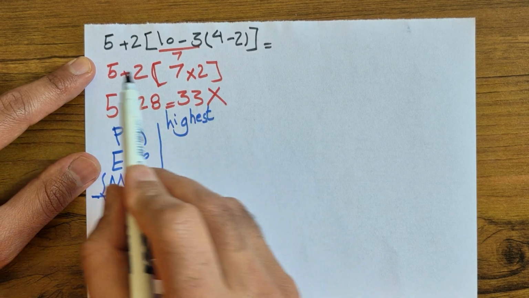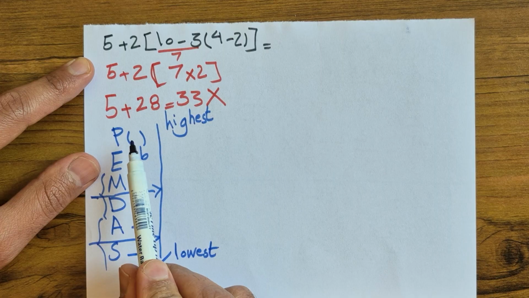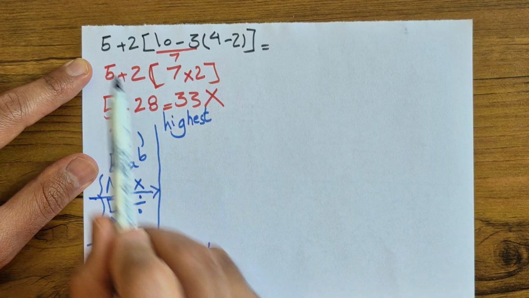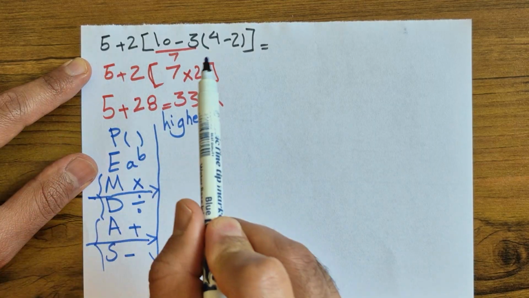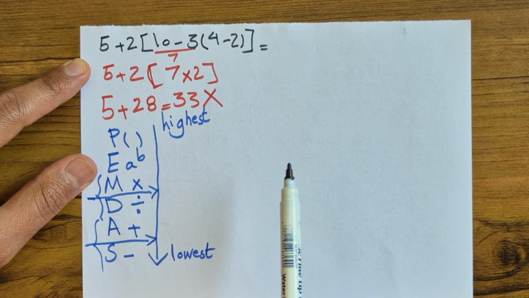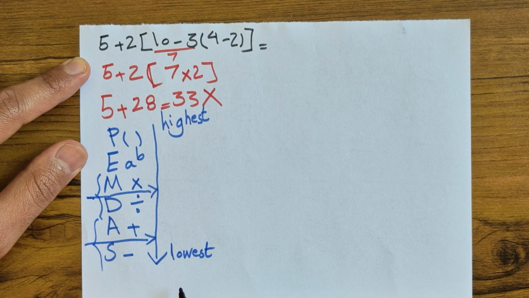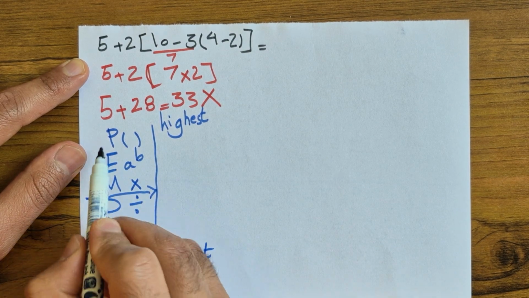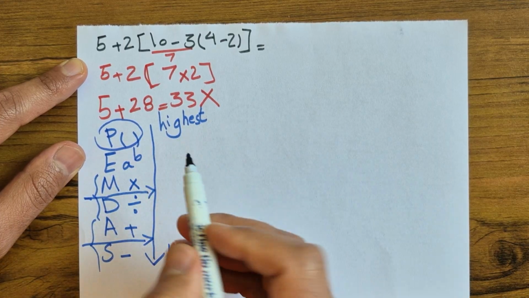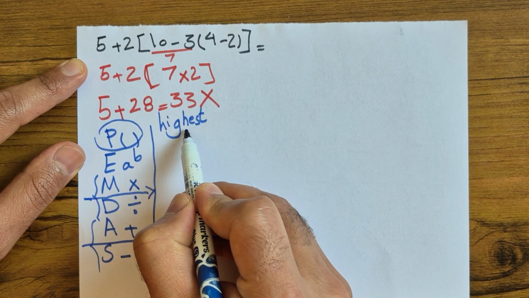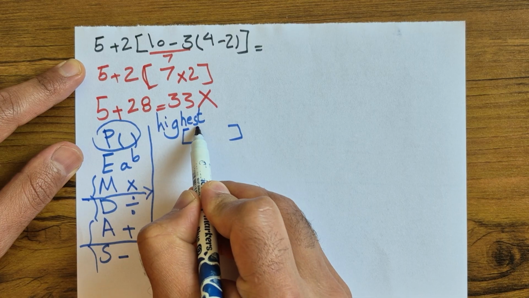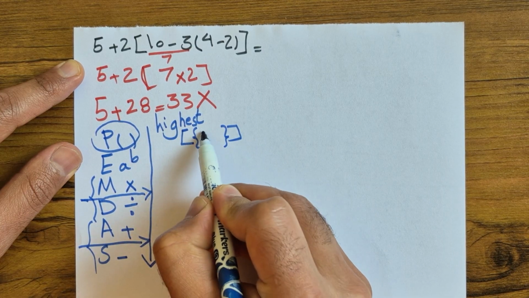So now let's revisit our problem. But some students would say, okay, teacher, you said parentheses at first, but here we have brackets, right? Because the question says 5 plus 2, open bracket, 10 minus 3, open parentheses, 4 minus 2, close parentheses, close bracket. So in PEMDAS, there is no bracket or brackets, but there is. P is just a symbol. So P means parentheses, but it also includes all the grouping operators like brackets, like curly brackets, and parentheses.